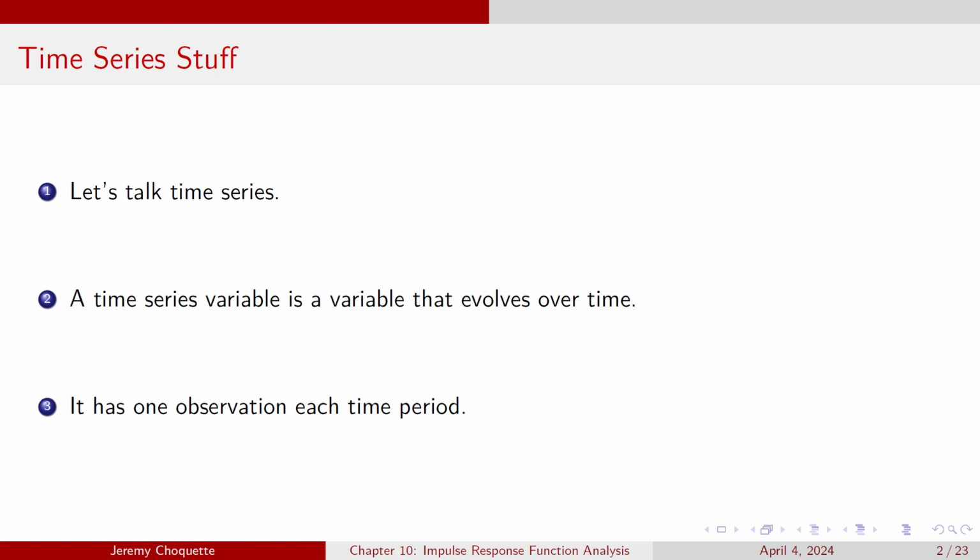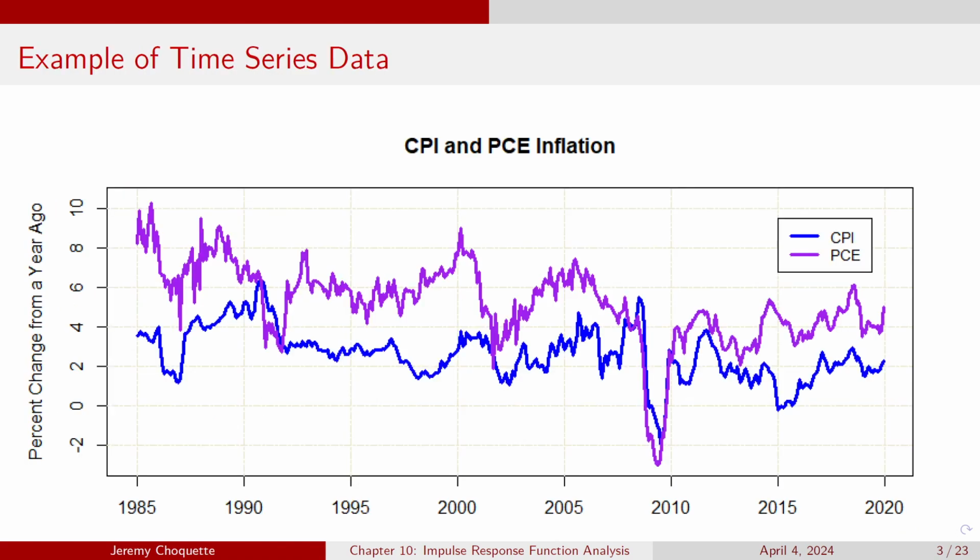So what is a time series? Well, it's a variable that evolves over time and has one observation for each time period. If you're looking at something like inflation, we could have CPI and PCE inflation. This would be an example of a time series. It runs, in this case, from 1985 up until 2020.